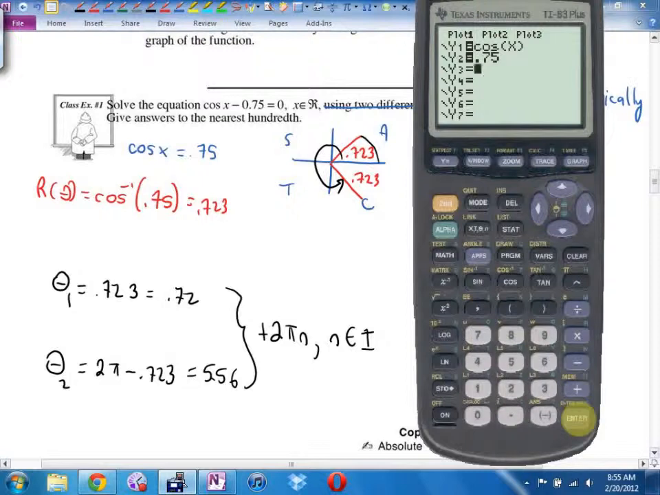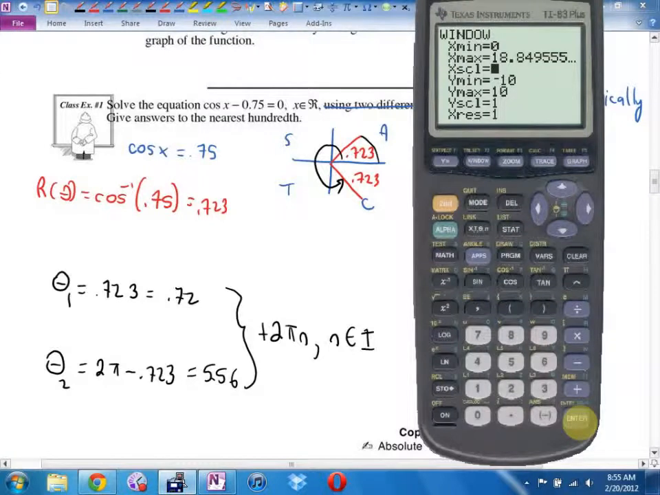Before I hit graph, I would change my view window. We're in radians. Because I want to see more than one solution, I'm going to go from 0 to 6 pi. Let's do 3, hopefully, full periods. Hopefully 6 answers. Scale: 1 is a terrible scale for radians. When in doubt, I go pi by 6. 30 degrees is a nice scale. Why not?